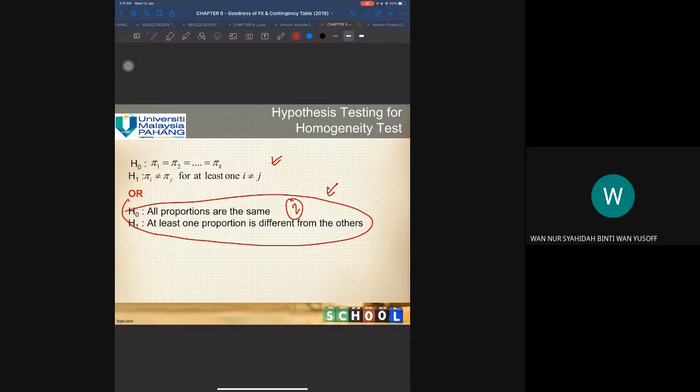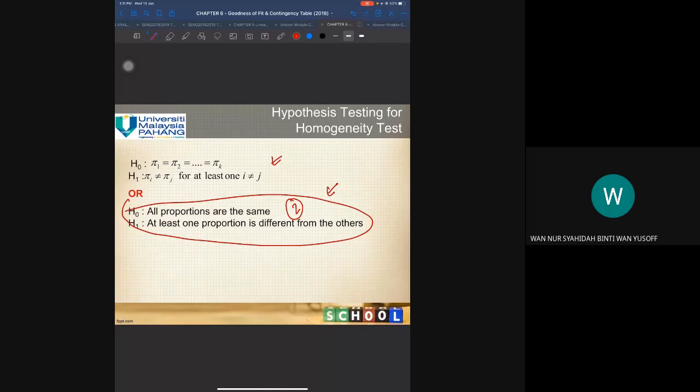So to be safe, we just write H0: all proportions are the same, H1: at least one proportion is different from the others. So you do not need to know whether we are testing the equality of the row or the equality of the column. The rest of the analysis is similar. But it is not impossible, you also can use the first hypothesis here.